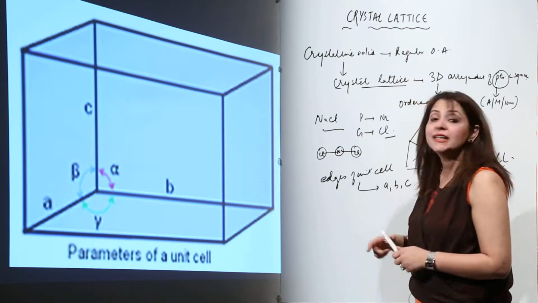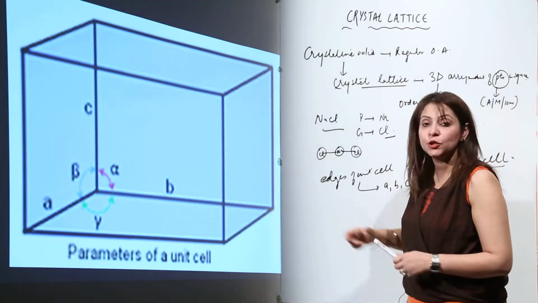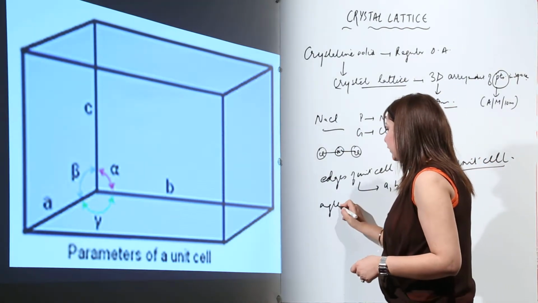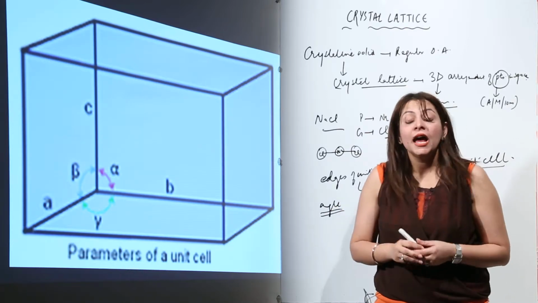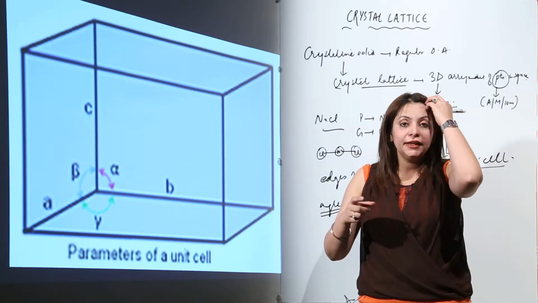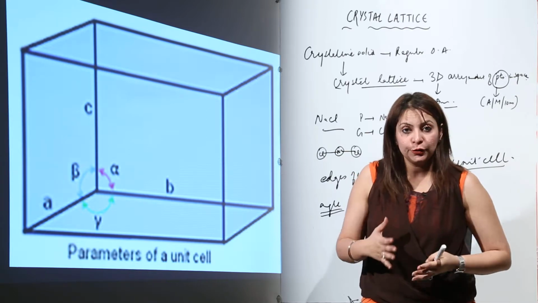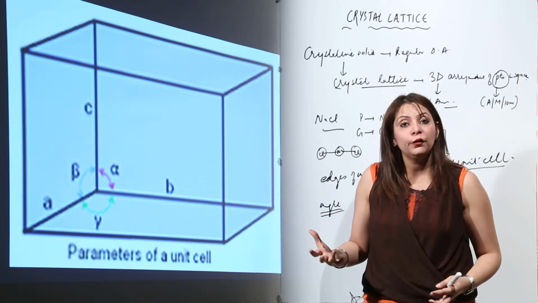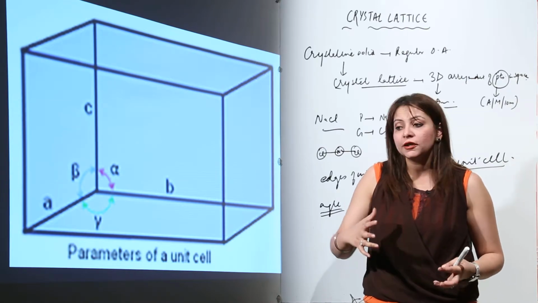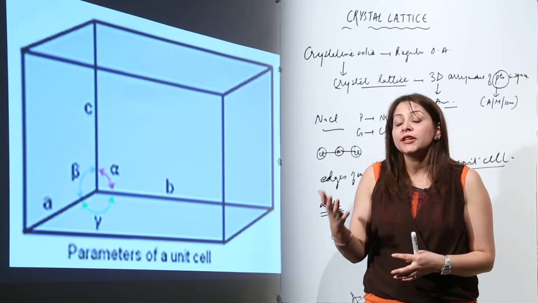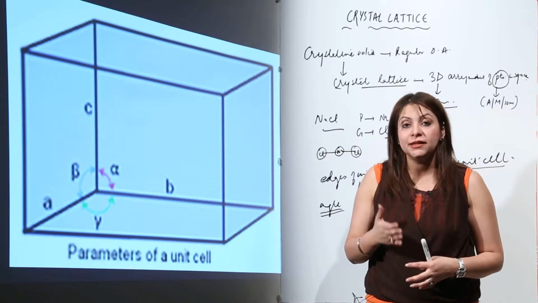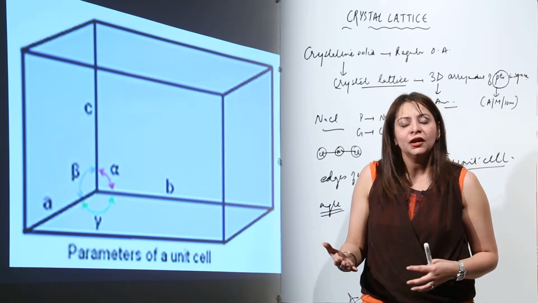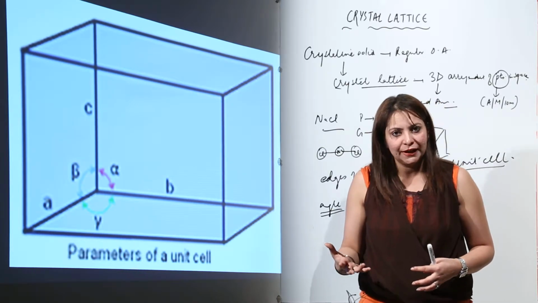Now between these edges there is an angle, and keep in mind that the edges are not always perpendicular to each other. We can have a different kind of unit cell where the edges are not perpendicular, or the angle is something different, right. So it is not always that the angle is going to be 90 degrees. It may be 90, but it is not always 90 degrees.